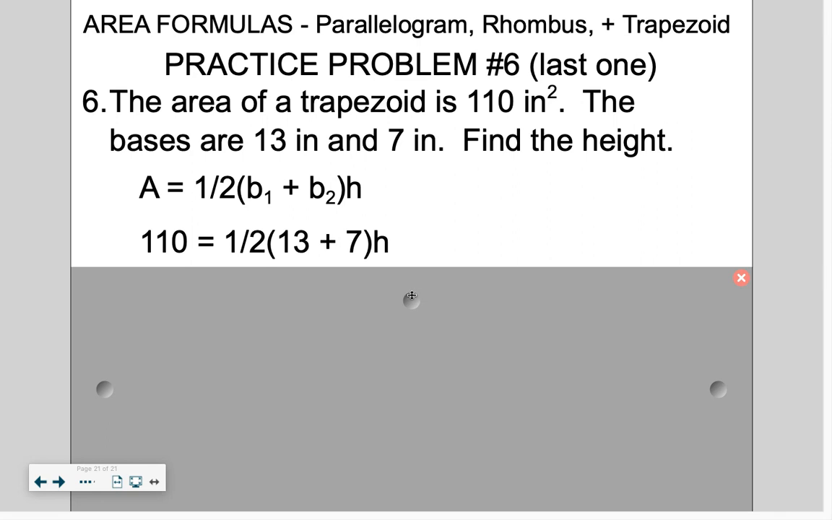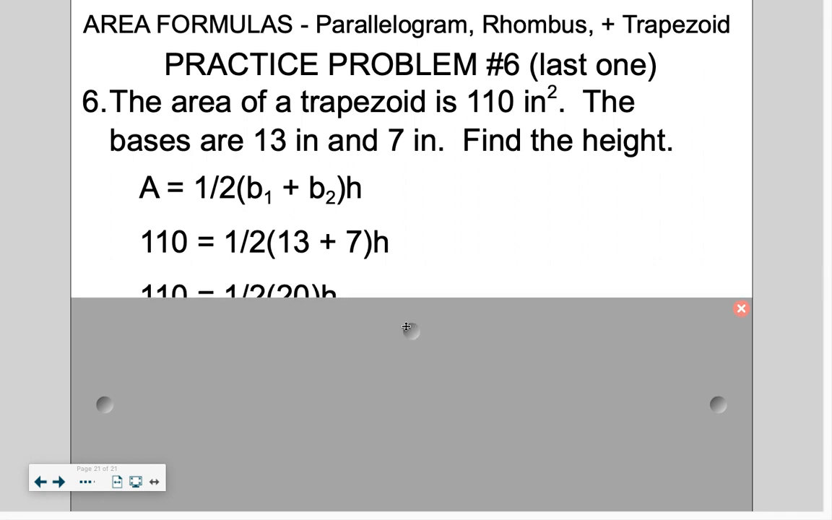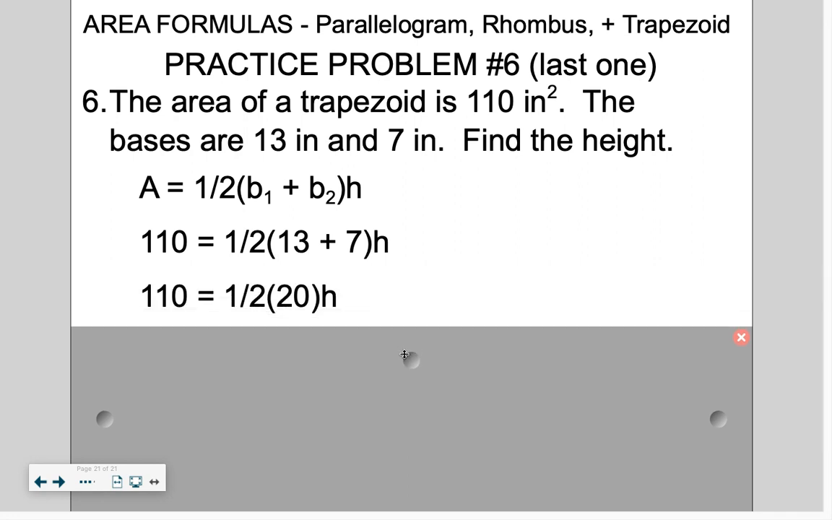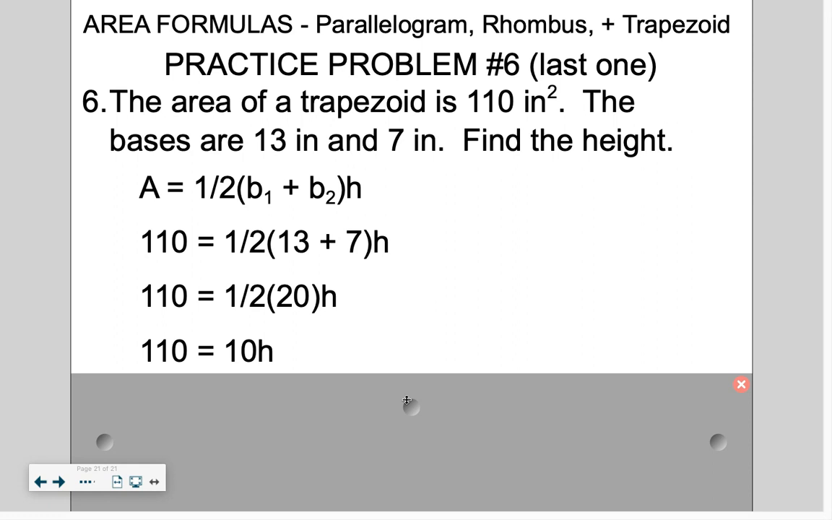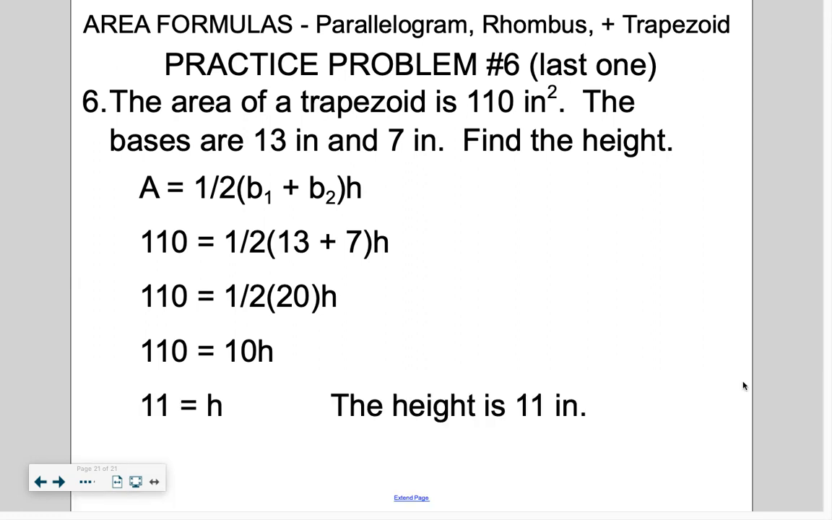Let's see if we can clean up a little bit, which is to say, by order of operations, right, you have to do inside the parentheses first if you can. In this case, we certainly can. We can indeed add 13 plus 7. All right, we don't know what h is, but we can certainly take half of 20. So half times 20 is 10. That means 10 times something, or 10 times h gets you 110. So hopefully dividing by 10 on both sides leaves you with a height of 11. So your answer would be the height is 11 inches.